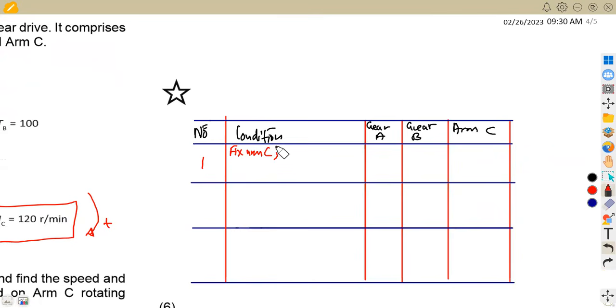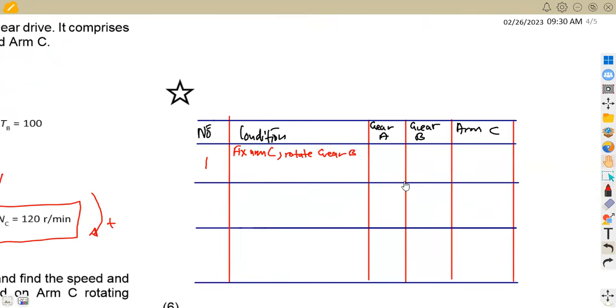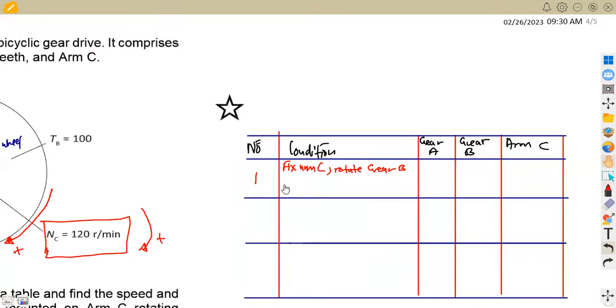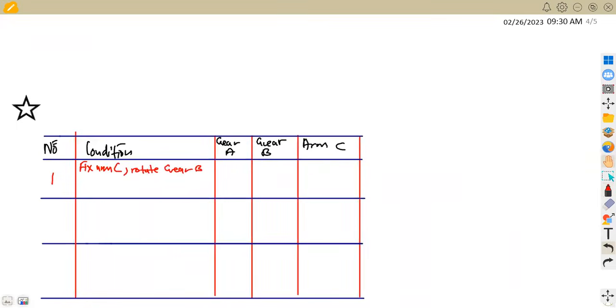All right. Then by fixing arm C, what are we going to do? We rotate gear B, and we are rotating gear B just one revolution. That's the first condition. You rotate it one revolution clockwise. So a clockwise is a +1. So rotate gear B +1 revolution, or +1 rev like this, it means positive clockwise.